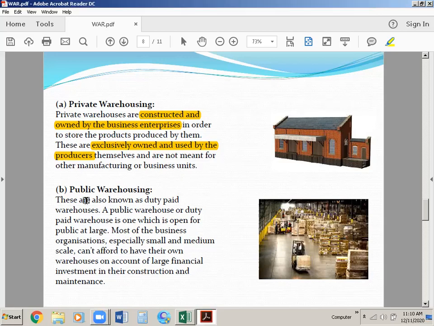Now, public warehouse, these are also known as duty paid warehouse, where many companies can, you can say, save their commodities and they have to pay specific fees for this public warehouse. A public warehouse or the duty paid warehouse is one which is open for public at large. So this is the second point.